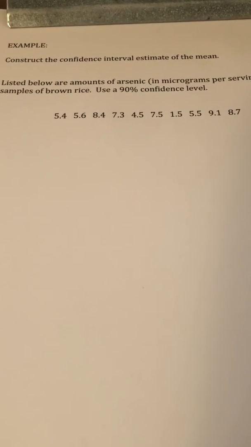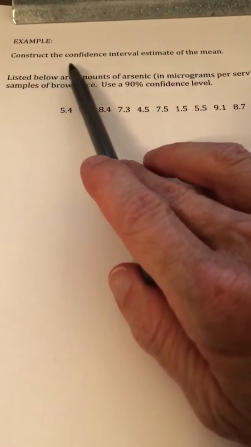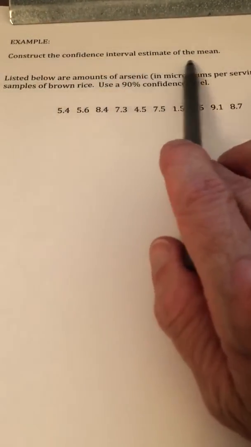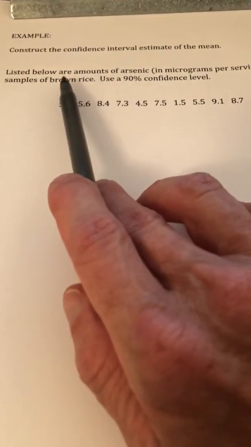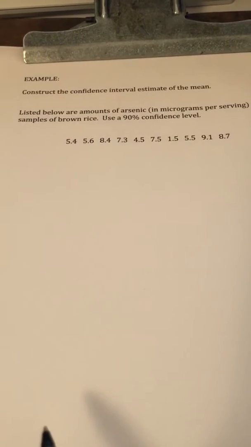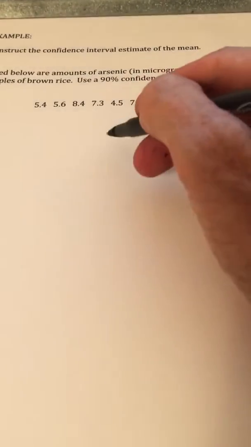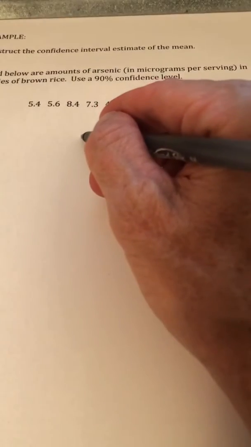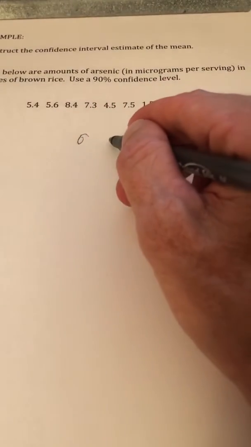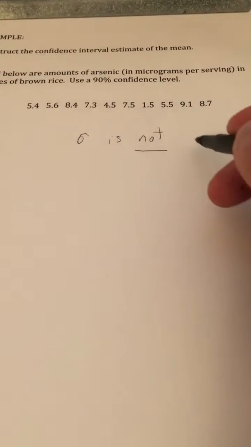Let's look at this example involving confidence intervals. In this particular example, we're asked to construct the confidence interval estimate of the mean. Listed below are amounts of arsenic in micrograms per serving in samples of brown rice. Use a 90% confidence level. So already you should note that in this particular problem, the population standard deviation is not known.